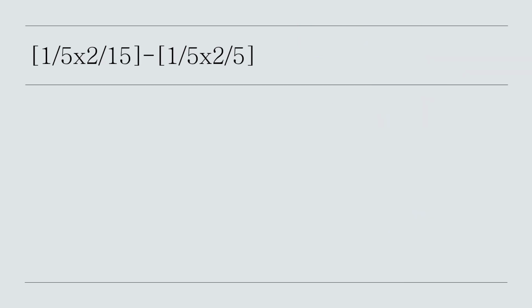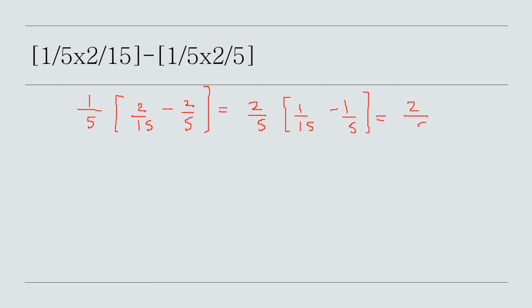Now again you can simply do it. 1 by 5 can be brought out, right? 1 by 5 can be brought out, so 2 by 15 is left here, minus 1 by 5 is out, so 2 by 5. In fact, you can take 2 also common. 2 as common, so 1 by 15 minus 1 by 5. Yes or no?